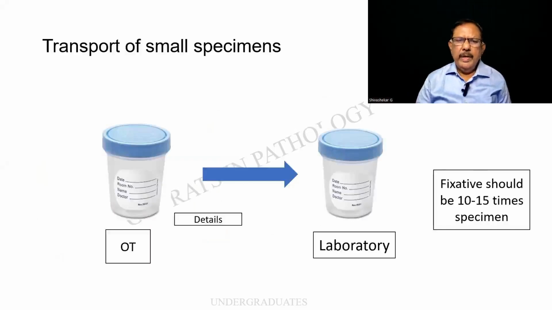Now, whatever it be, once the specimen is removed, what happens? This is the story of the transport of small specimens from the OT, that is the operation theatre, to the laboratory. And I have a label over here in which the patient's name, the number, date, etc. should be there. And also the container should contain formalin, which is a fixative. And it should be at least 10 to 15 times the volume of the specimen. So from the theatre, it goes to the laboratory with all the details and formalin.